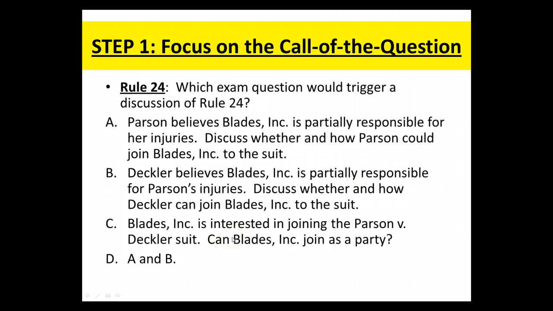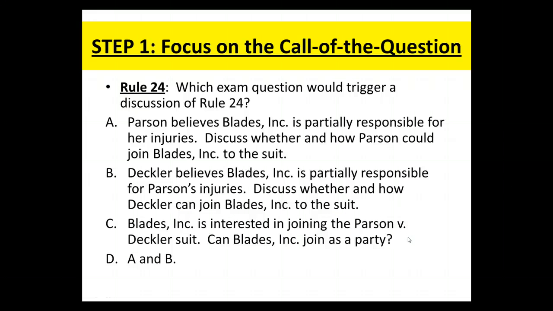Let's look at one more. Which of these exam questions would trigger a discussion of Rule 24? Well, if we go back to our basic question of who can use this rule to join and whom they are joining, Rule 24 allows the non-party, the outsider, the person or entity, to join themselves as a party. And that is why C is the only correct answer here. It's a very narrow form of joinder, and so it would only be triggered where the outsider trying to join themselves into the suit is the possible call of the question.